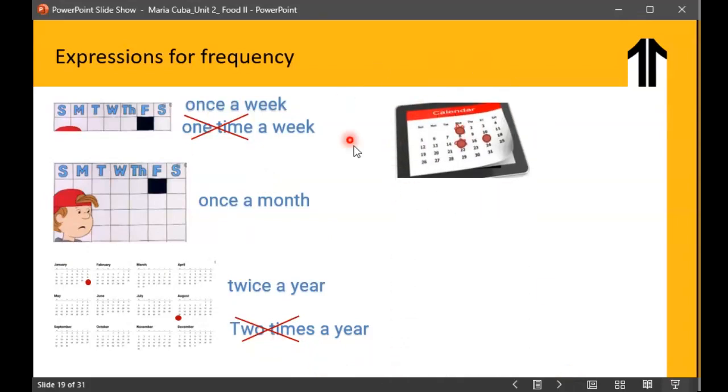Okay, now here, what do you think is the expression now?